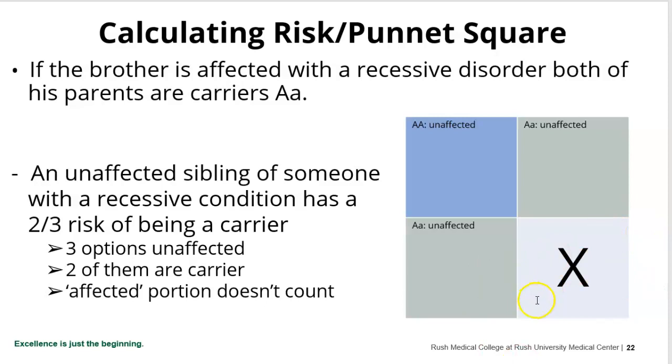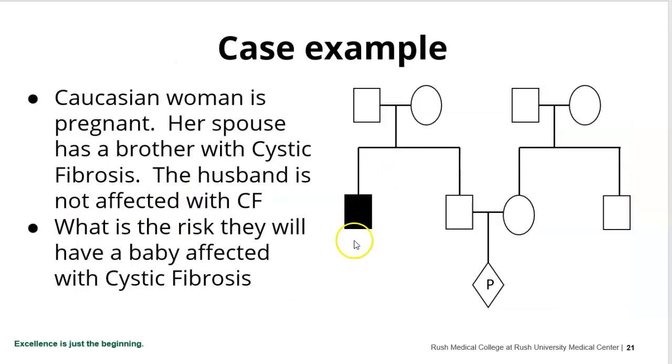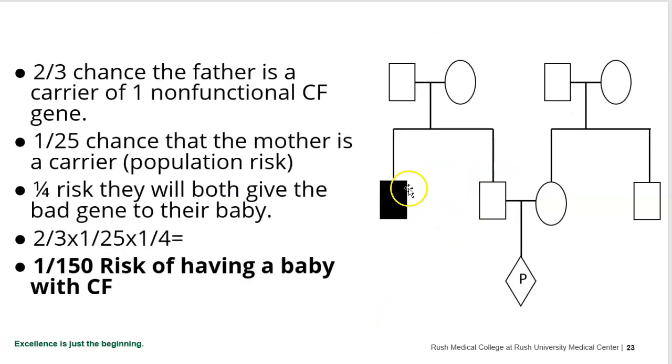We know he doesn't have cystic fibrosis, so looking at our Punnett square, which I showed you earlier, there's only three other possibilities. One is he got two good alleles. Mom gave good and dad gave bad. Mom gave bad and dad gave good. So there's only three possibilities, and in two of the three, he's a carrier. Whenever you see this kind of pedigree, where they're wondering about the risk of somebody who has a sibling with a recessive disorder, this number is going to be 2/3. So there's a 2/3 chance that dad's a carrier.